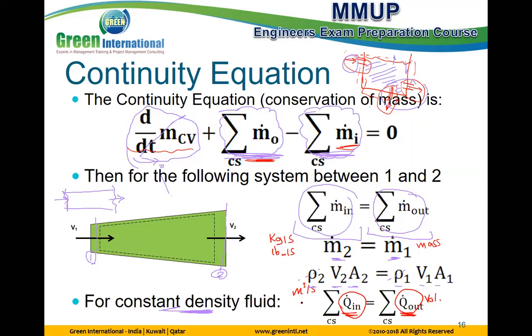But for British units, we have CFM, cubic feet per minute, GPM, gallon per minute, CFS, cubic feet per second, and LPM, liter per minute. These are the different units for Q.